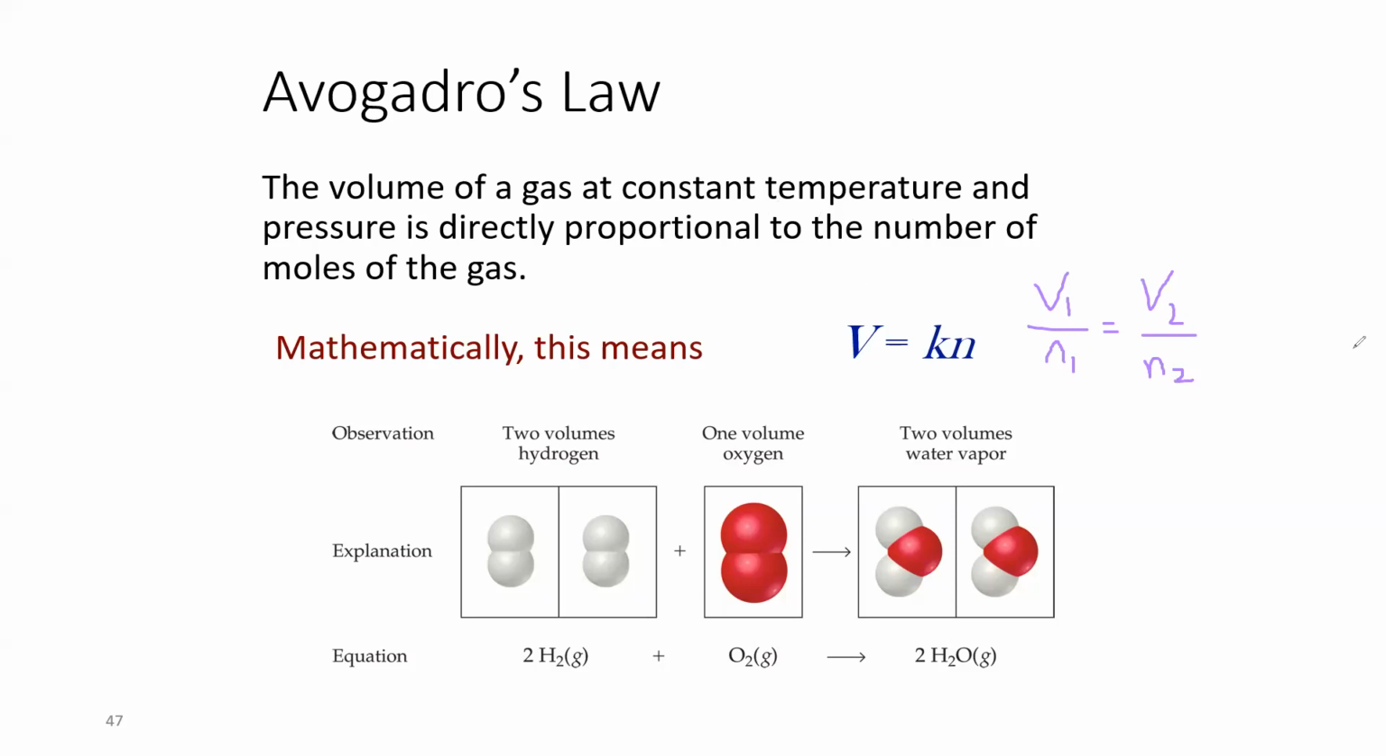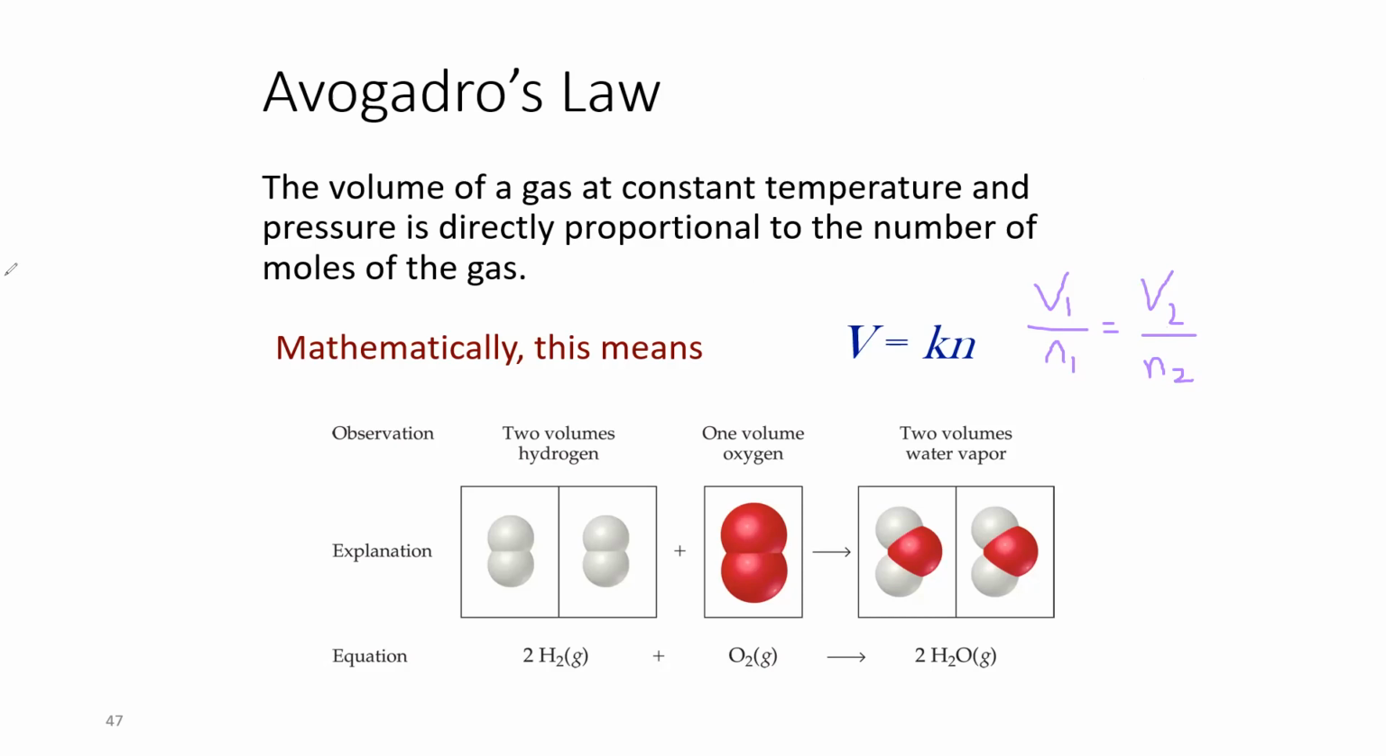And again, the reason we don't have anything for temperature or pressure in this equation is just because those are constant. So T1 and T2 would be the same, and those would ultimately cancel. P1 and P2 would be the same, and those would ultimately cancel. So that's why we're just looking at volume and moles of gas here.